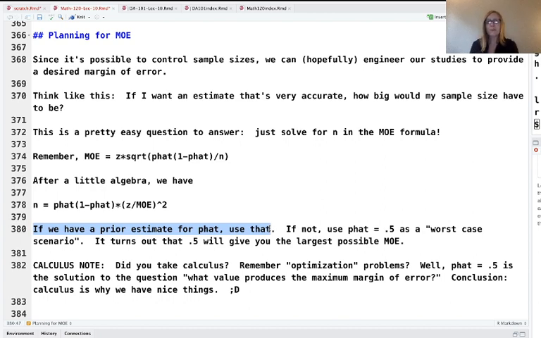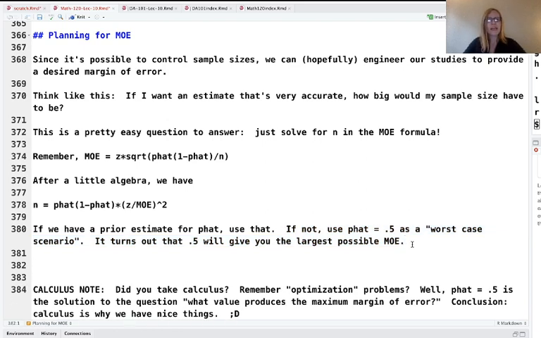But a lot of times, you might not necessarily have any idea. Maybe this is the first time you've studied this particular population. So if you have no idea, if you don't have a prior estimate, use p hat equals 0.5. To be super clear, that means n is equal to 0.5 times 1 minus 0.5 times z over MOE squared. If you don't know, use 0.5.